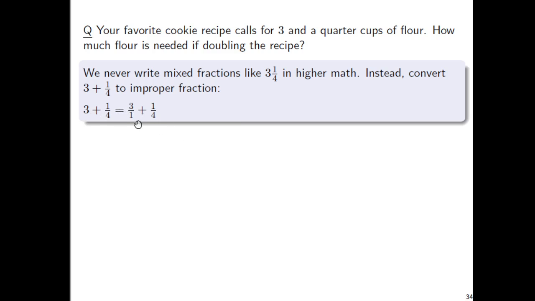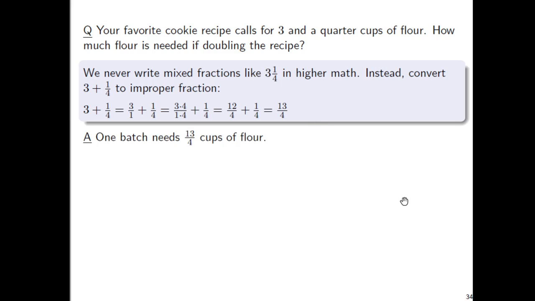But then to simplify adding these fractions, we're going to need a common denominator. So let's multiply by 4 on top and bottom of 3 over 1. And then we'll end up with 12/4 plus 1/4. Now that we have a common denominator, we can apply the fraction addition rule to get 13/4. So we haven't done anything with the doubling the recipe part. This is just 13/4 cups of flour.